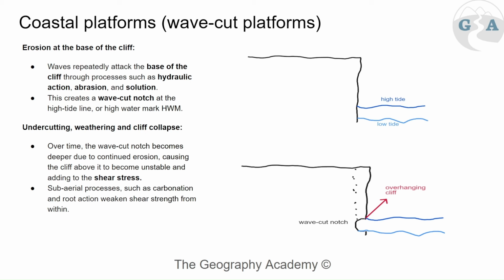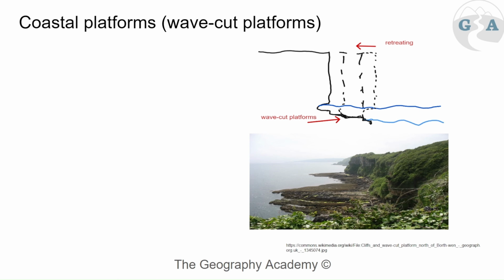And then you've got subaerial processes. So we can think about maybe root action going into the rock. We could think about carbonation, especially if it's a limestone, for example, and those chemical types of weathering happening there. So that's reducing the interior structure and the shear strength. This will cause then the shift in the equilibrium of the cliff and will cause it to collapse inwards.